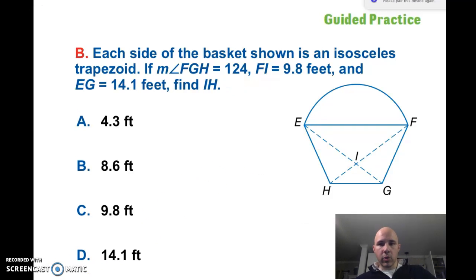This is your second question on this guided practice. Each side of the basket shown is an isosceles trapezoid. The measure of FGH is 124, FI is 9.8, and EG is 14.1. You want to find the distance for I to H. Recall some of the properties for an isosceles trapezoid, and you should have no problem with this question.